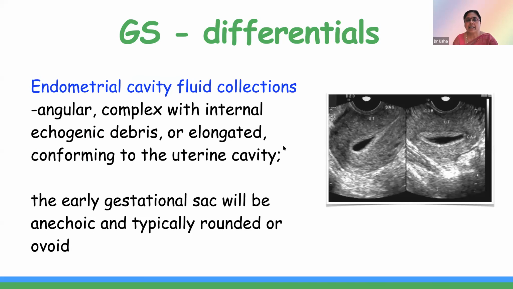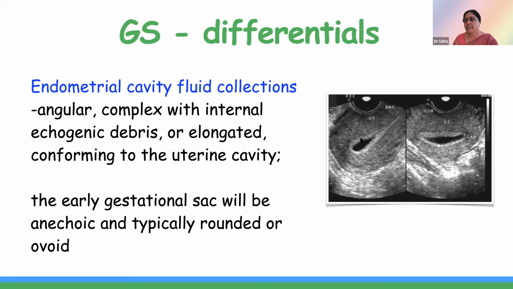The other feature which can confuse is the endometrial cavity fluid collection. So here we know it is within the cavity. It is not on one side of the endometrium, it is within the cavity. So because of that, it will conform to the shape of the cavity. So it may not be spherical, it may not be turgid. It will take the shape of the cavity. And if it has some blood, it will have some internal debris also.